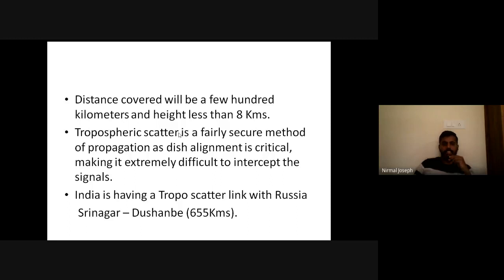So our country India has a troposcatter link with Russia, and it is from Srinagar to Dushanbe. Dushanbe is a city in the old USSR, Russia. It is around 655 kilometers long. So why are both these countries relying on the troposcatter link? Because it is difficult to intercept. It is more secure than other modes of communication.